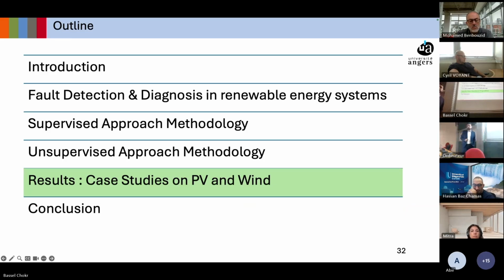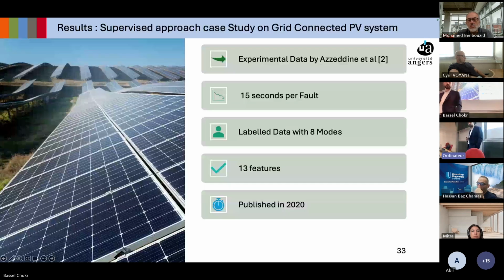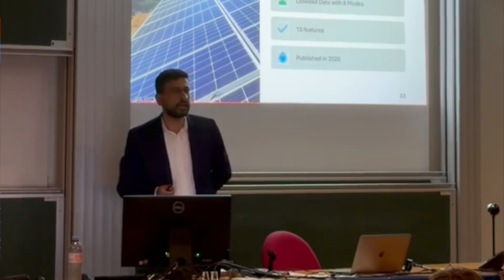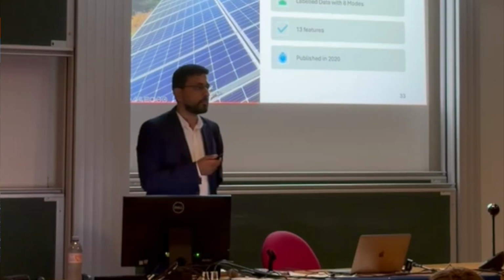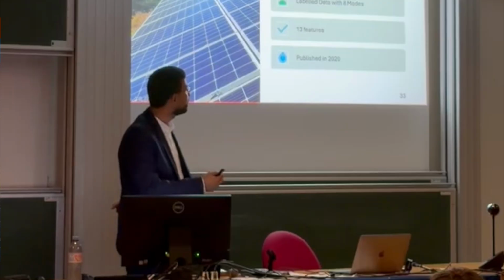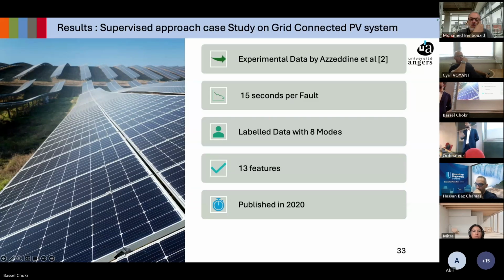Next, I will be speaking about the results, the case studies in PV and wind that we had, starting with the solar panels data set published in 2020 by Azzuddin. It is 8 classes, 1 normal operation mode and 7 for different fault classes. It is experimental, it is simulated, and it has 15 seconds per fault with 13 features governing the system.